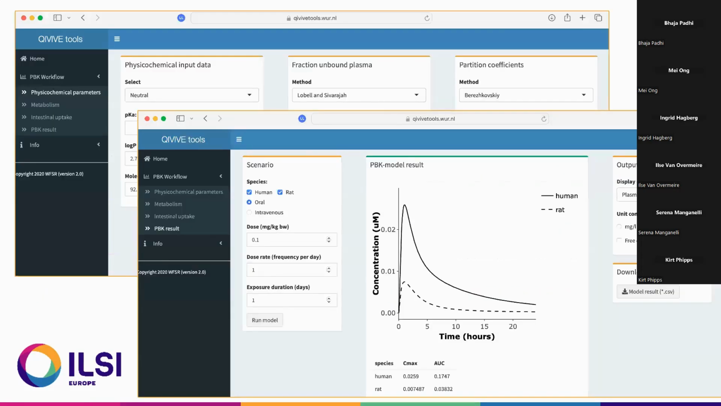Just to illustrate one of them, this is our own tool at Wageningen University, the QIVIVE tool. If you type in qivivetools.wr.nl, you get this interface. You type in the physicochemical properties of the compound of interest here, and it asks which QSAR you might want to use, but it includes an explanation. And then it runs it for you. So this is an online tool, and you can see these concentration time profiles in the tissues you've selected.